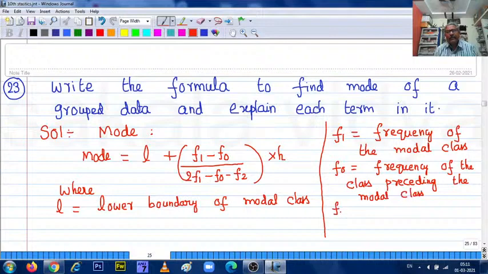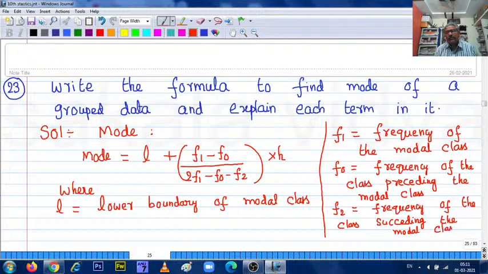Next we need to elaborate F2. So that means what is meant by F2? That is also frequency of the class succeeding the model class. So next H is class size or size of the class.